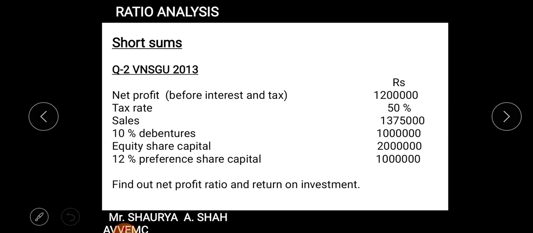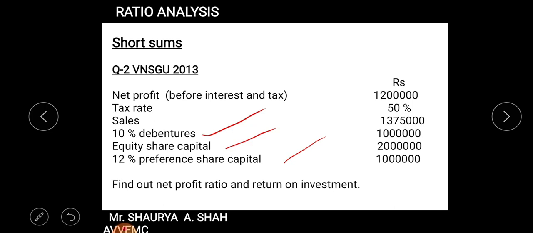What is given? Net profit before interest and tax is given, that is 12 lakh rupees. So this is your NPBIT, right? Before interest and tax, EBIT. Tax rate is 50%. Sales is 13 lakh 75,000. Debentures is your 10 lakh, that is interest rate is 10%. Equity capital is given 20 lakh. Preference share is given 10 lakh. Right? Find out net profit ratio and return on investment.